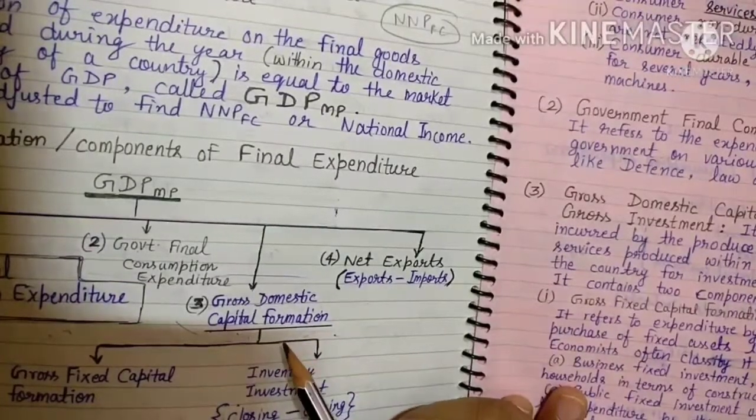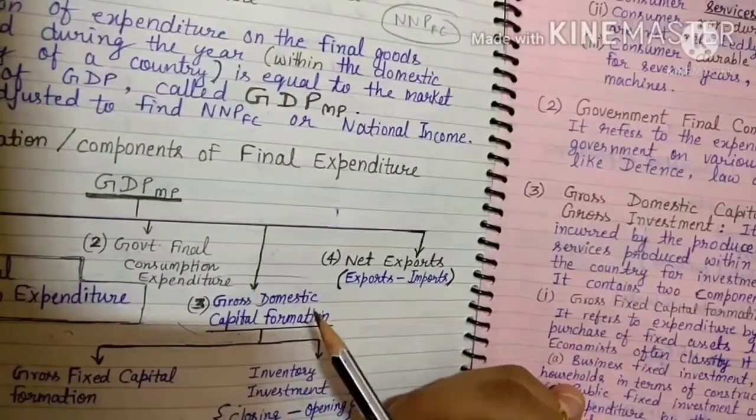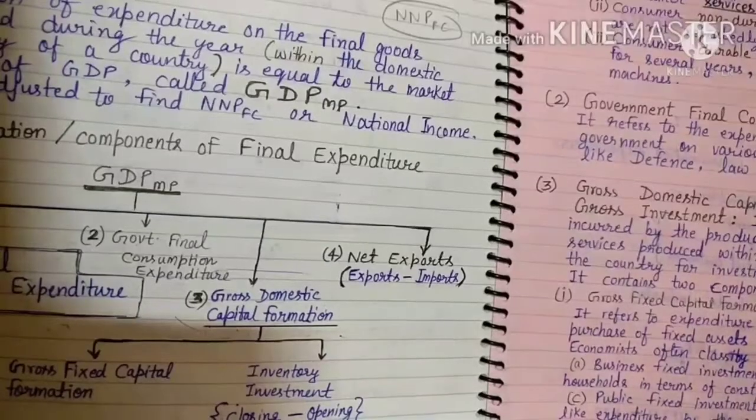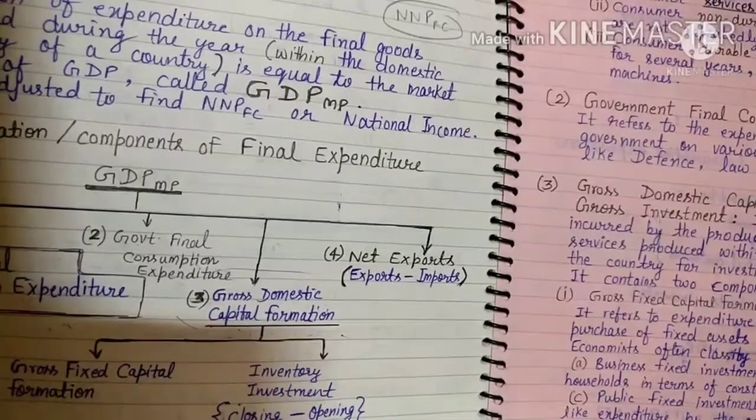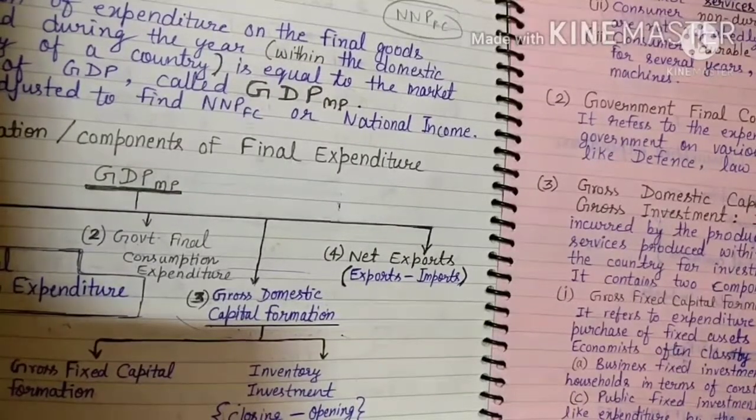Now what is investment? If I say consumption, it means I am purchasing something, like the butter example I have given. I will consume that one; it will finish after some time because I will eat it, so it will be over. Now I can't use it more. That is called consumption.